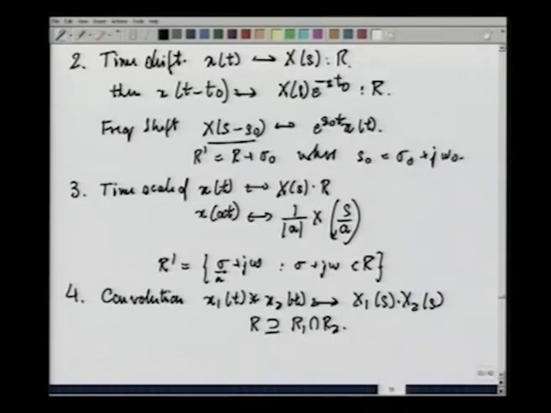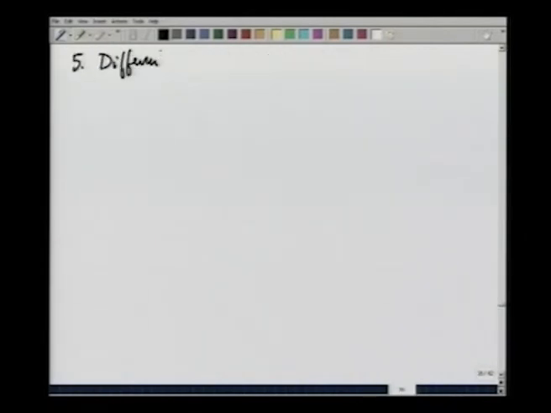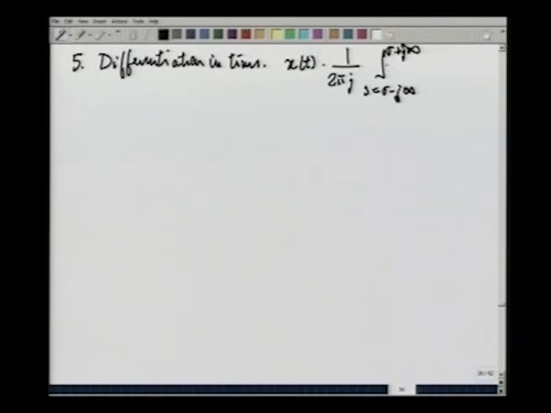Next, we consider differentiation in time. We have the inverse Laplace transform expression that we had already obtained, and that was that x t was 1 by 2 pi j times the integral over a vertical line lying in the ROC, s equal to sigma, from sigma minus j infinity to sigma plus j infinity of X of s e to the s t ds. This is what we have.